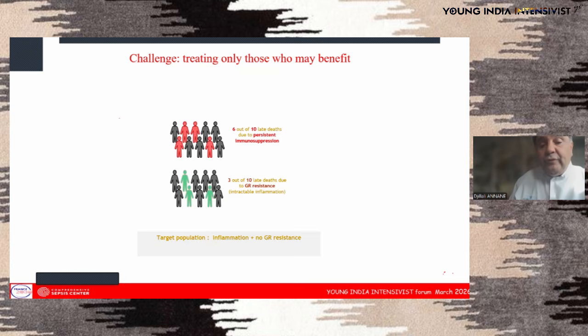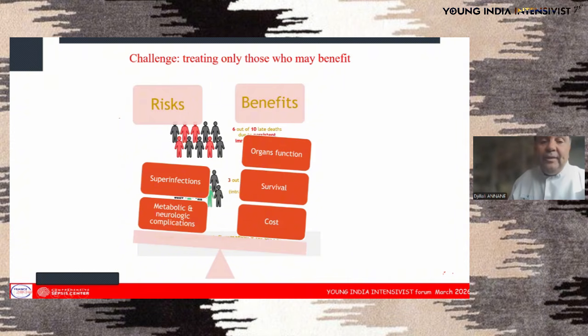So intuitively, patients who may respond to corticosteroids are patients who have hyperinflammation and patients who don't have glucocorticoid resistance. And in that group of patients, we can assume that the benefits on organ function, survival, and cost will by far overcome any risk of metabolic, neurologic, or secondary infection complications.